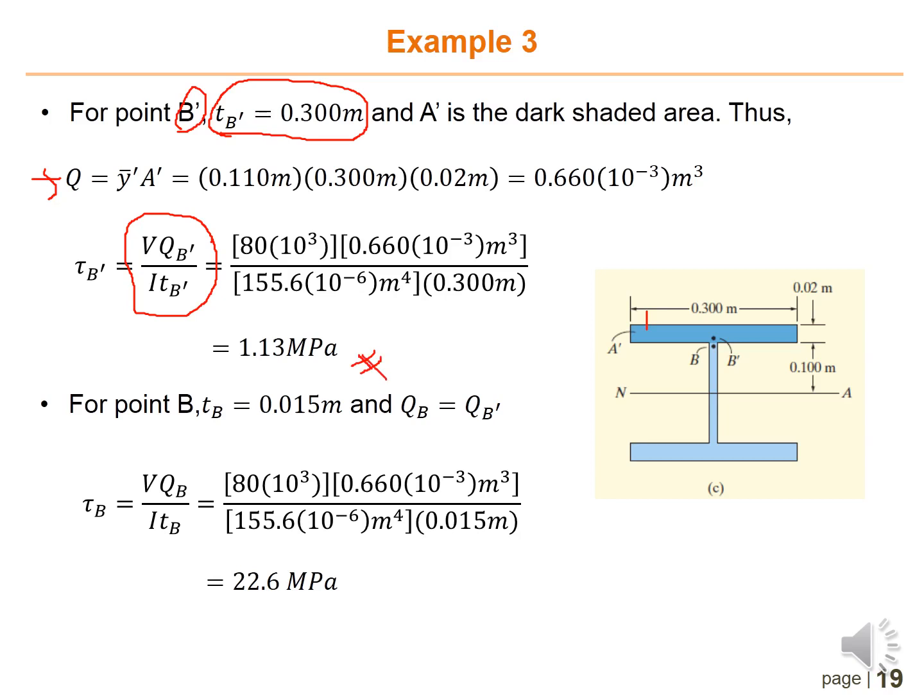megapascal. Okay, next the same procedure, using tB equal to 0.015, because this width is associated to this web. But then for the Q, you can just use the same Q as here, because point B and point B prime are at the same point, so you just need to use the same Q. Substitute all this information, you will get tau B is equal to 22.6 megapascal.